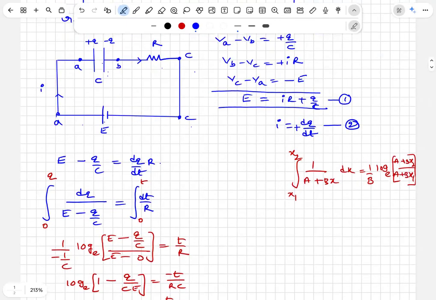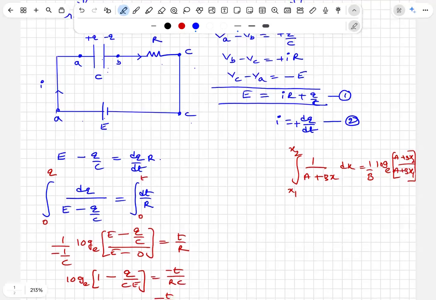Yes, obviously. Otherwise, I need to consider the internal resistance also. In the place of capital R, I will write capital R plus small r. That's all. Otherwise, everything else is the same.